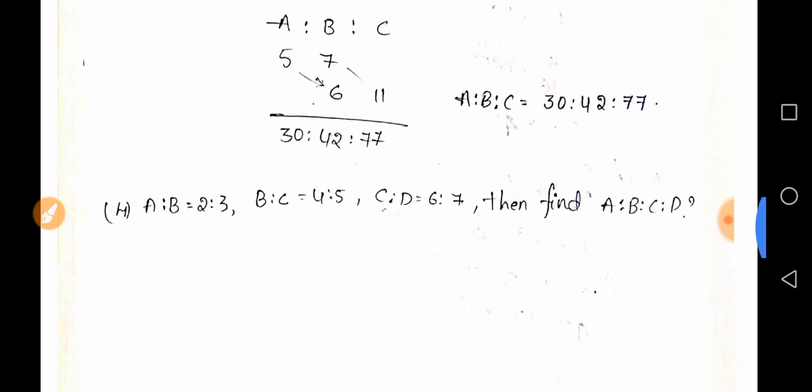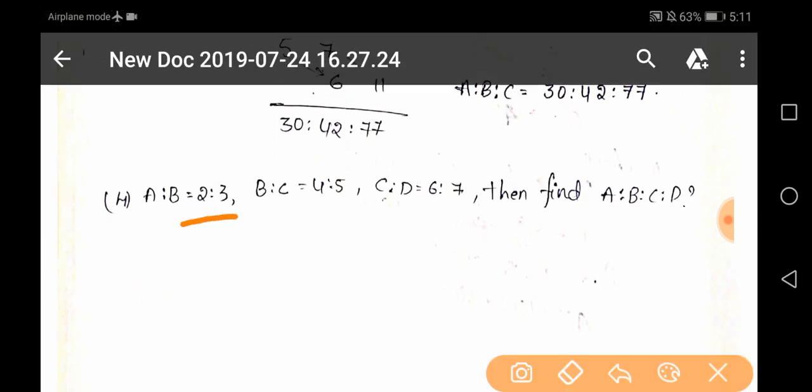So here is a question. See, A is to B is 2 is to 3, B is to C is 4 is to 5, C is to D is 6 is to 7. Then find A is to B is to C is to D. So please do this problem and answer me in the comment section, so that I'll solve this problem in the next video.